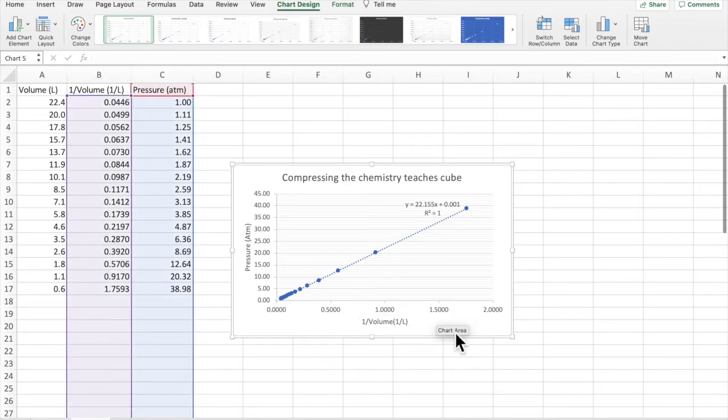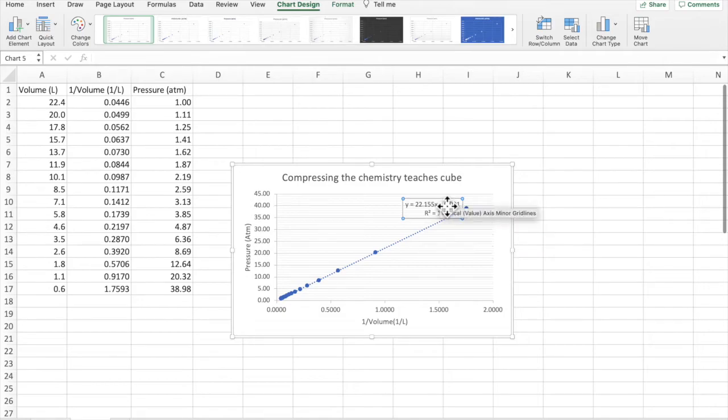So now I've got a graph. And I also have this equation sitting right here. Let's move that to right there. All right, so you can see that here we've got a really good r-squared value. It is equal to 1. Probably because I made sure that the numbers were going to work out like this ahead of time. So we are now looking really, really good.